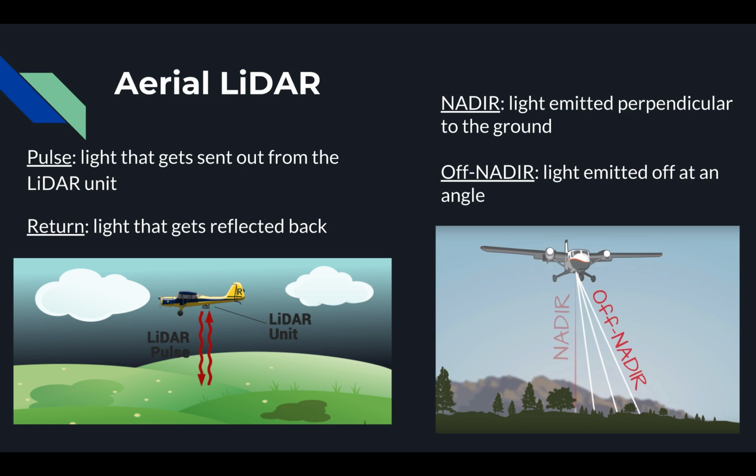The outgoing light is called the pulse, and the light that gets reflected back and recorded by the sensor is called the return. The sensor emits an electrical signal if the pulse is received, and this information is recorded on a computer. Most light emitted from the plane is at an angle, which is called off nadir, while the light emitted perpendicular to the ground is called nadir. Light that travels off nadir will have to travel a greater distance than the light that travels nadir. The inertial measurement unit keeps track of all this information and stores it into the computer for later analysis.